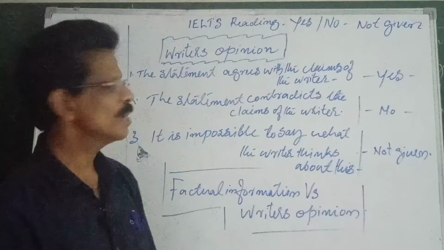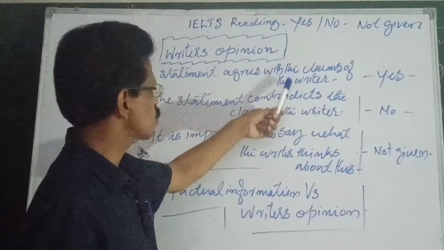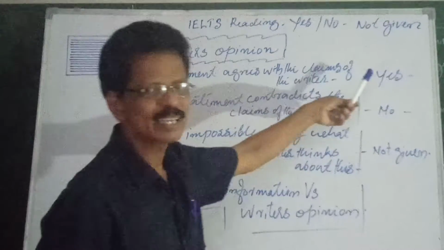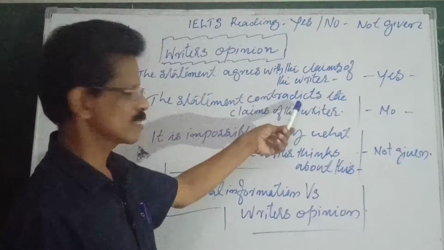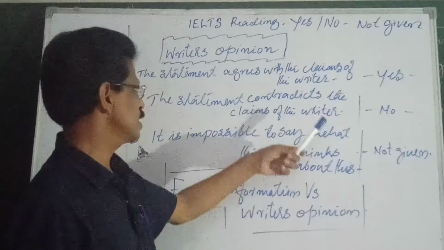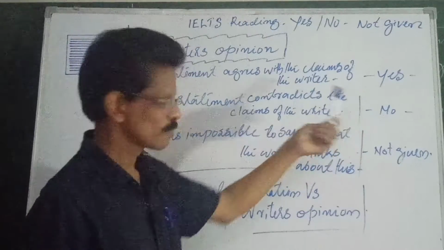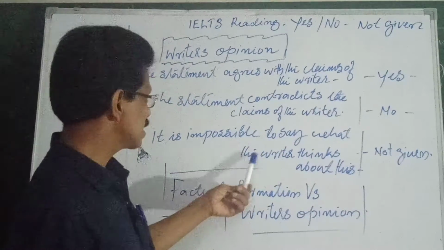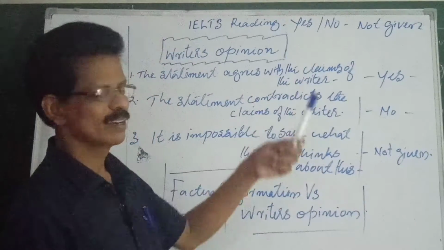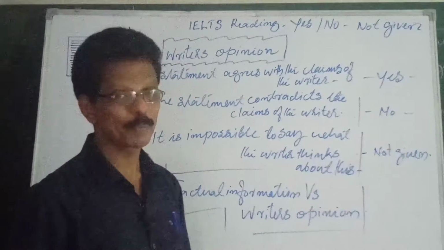Understand very clearly. The statement agrees with the claims of the writer: your answer is yes. If the statement contradicts or it is opposite to the claims of the writer, your answer is no. If it is impossible to say what the writer thinks about this, your answer is not given. I repeat it once again.